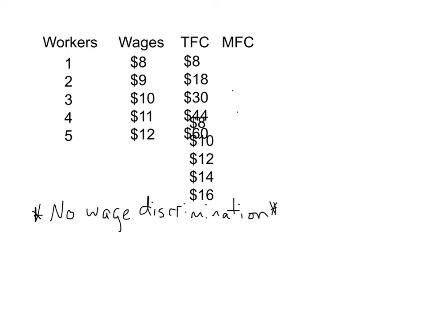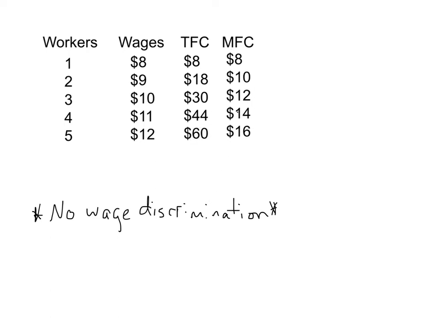So we can see here that our marginal factor costs are distinctly different from our wage rates. It starts at the same point, but as the wage rate rises, the marginal factor cost rises at an even faster rate because the next hired worker's cost has to include a raise to the workers that were willing to work for less, because of our assumption of no wage discrimination. Let's take a look at what this looks like on a graph.